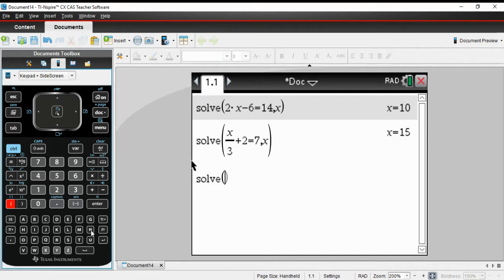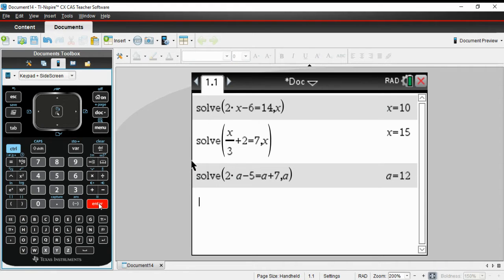So our third example is 2a minus 5 is equal to a plus 7. Again, we're still solving for a. We don't have to be solving for x every time. So, let's get rid of delete button there. 2 times a, forgot my times in there. Subtract 5 is equal to a plus 7. Again, my comma and a. So that means I'm solving for a. And close my bracket.